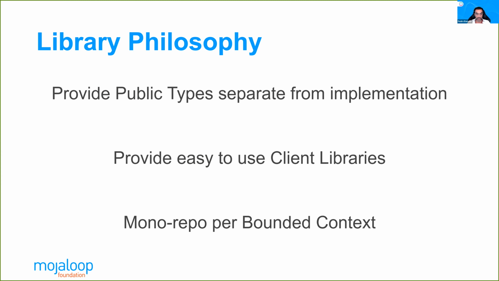So what we have in terms of code structure is a mono repository, a single repository for each bounded context. What it means is that we are able to pack in a single repository the client libraries, the public types, and the multiple services that make up a bounded context. So this is an important point to mention.